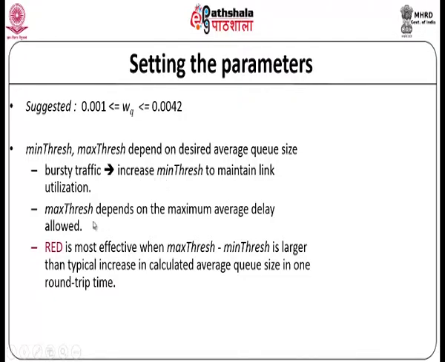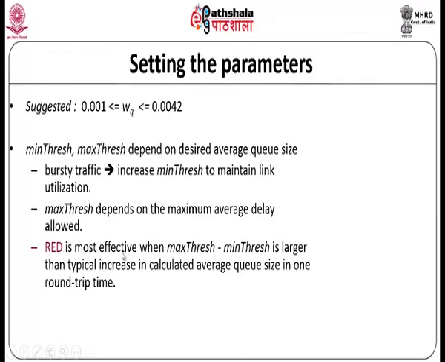And the maximum threshold will depend on the maximum average delay that is allowed. If my threshold is larger, that means packets can get queued for a longer period of time, and so it will take a longer time for feedback to reach TCP. So if you can tolerate larger delays, then we would use a larger value of max threshold. So min threshold and max threshold are fixed based on these parameters.